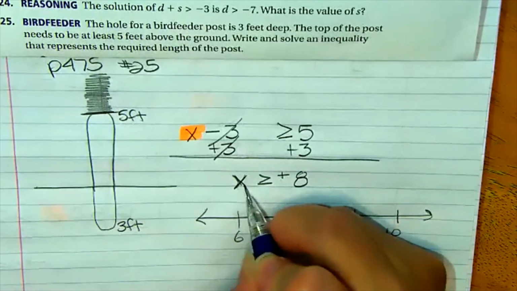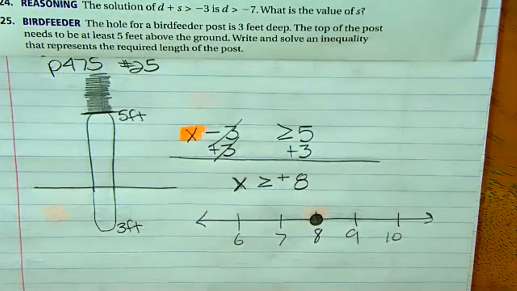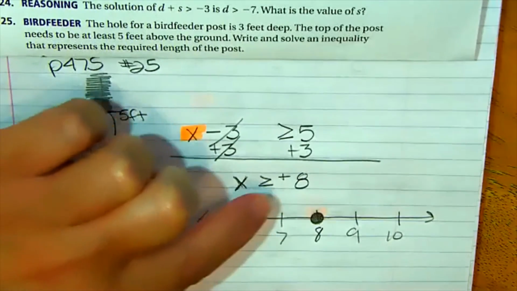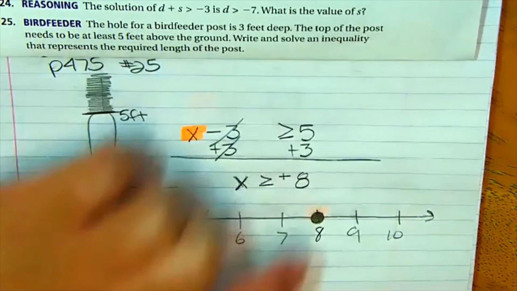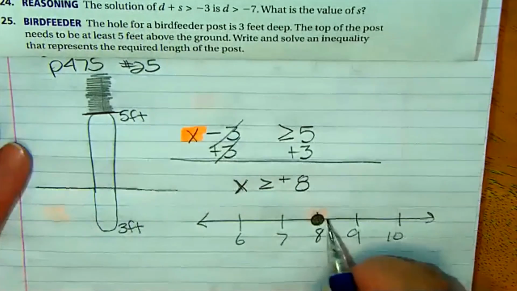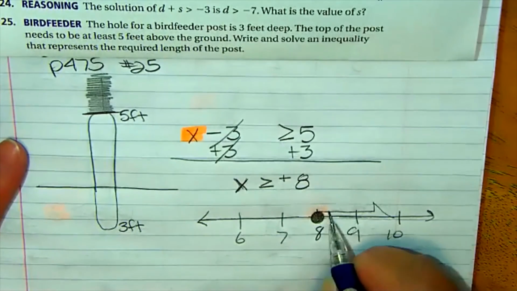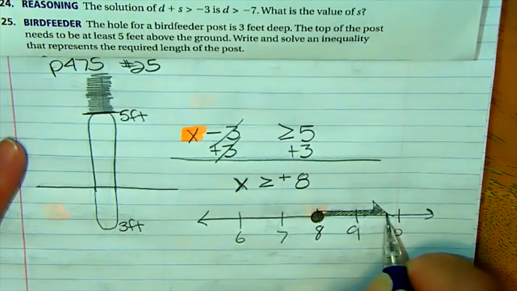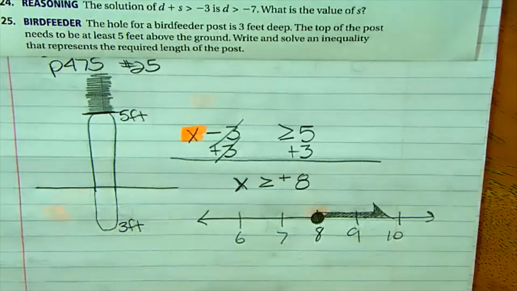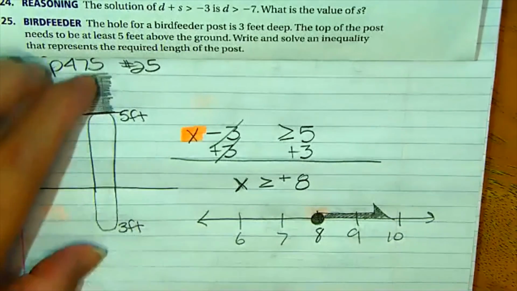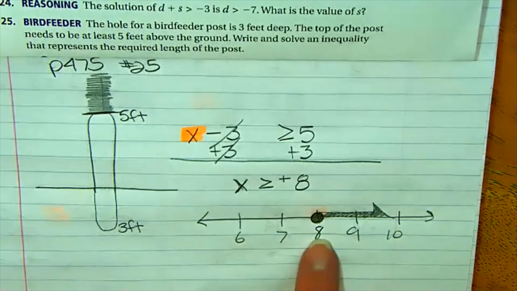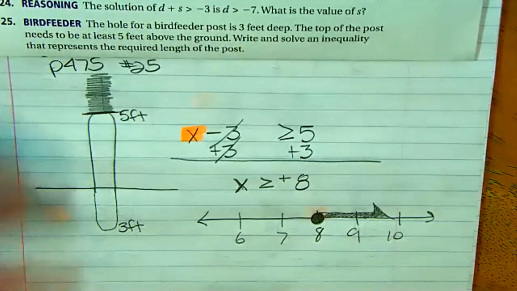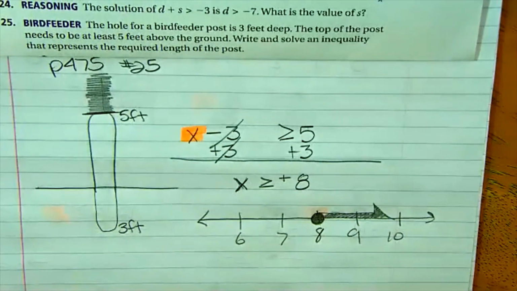And when I'm graphing, I always like to start with my variable. I say it in my head. X is greater than or equal to 8. Well, greater than means to the right. So that means any pole that is 8 feet or taller will work for us. It meets our minimum requirements.